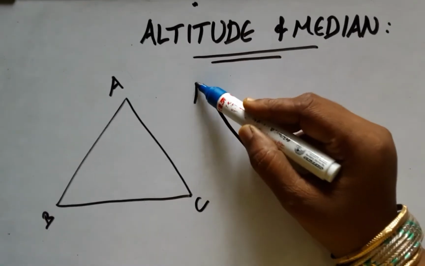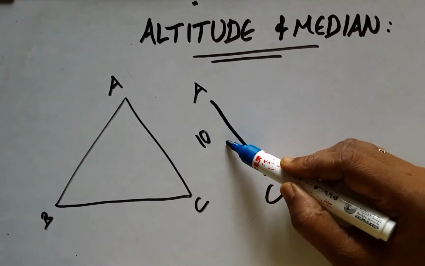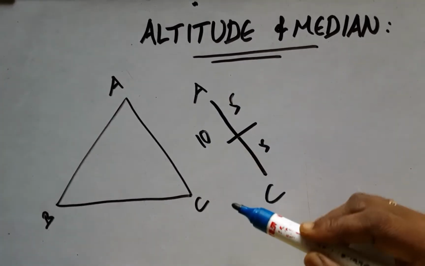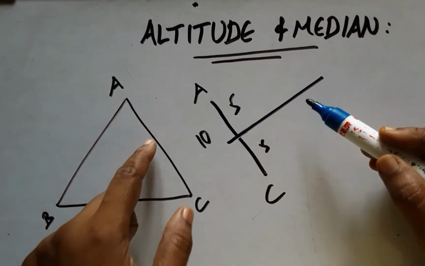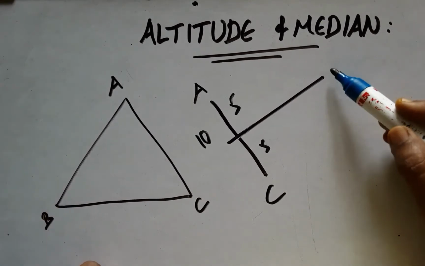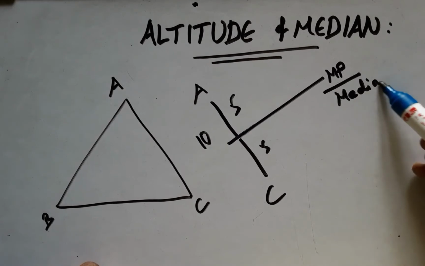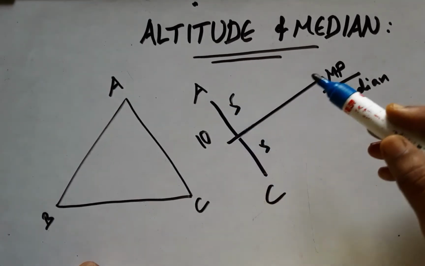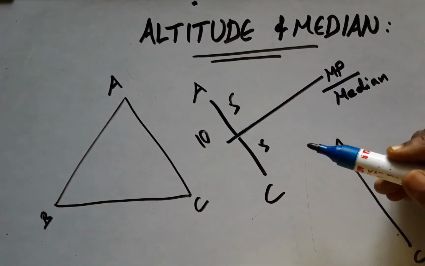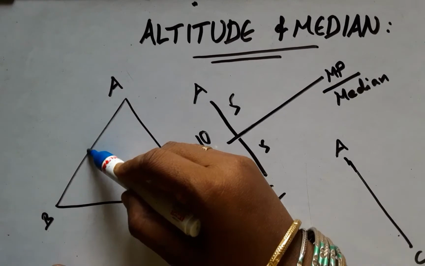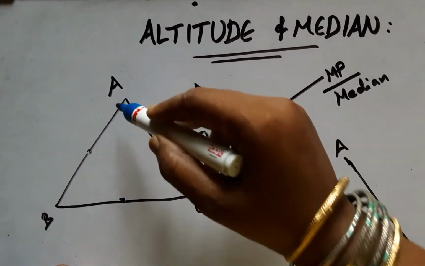The side AC, maybe if it is 10 centimeters long, if it is divided into two equal parts and that line goes on to join the vertex of the opposite side, that happens to be the median. Median joins the midpoint of a side to the opposite vertex of that triangle, and each side will bear one median each.